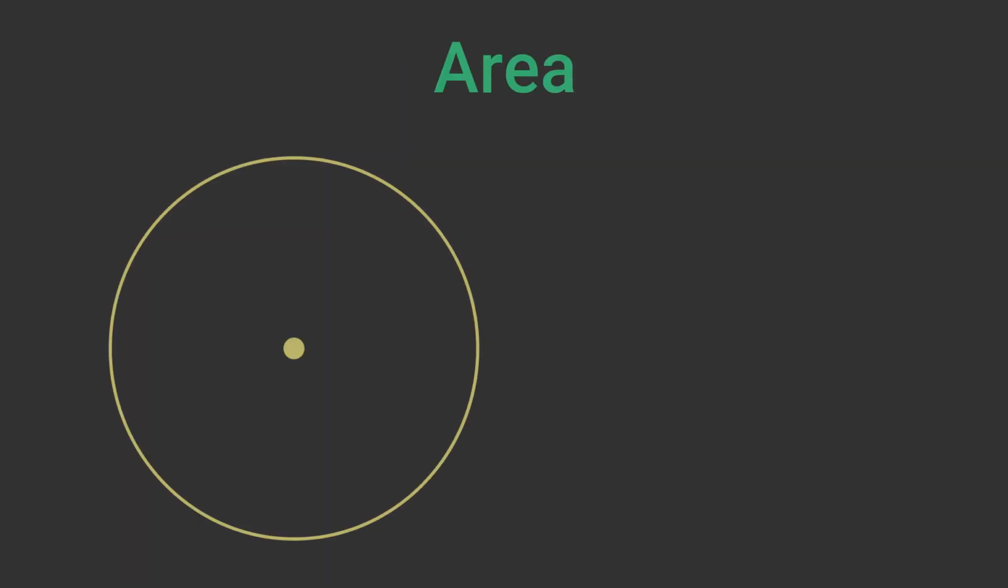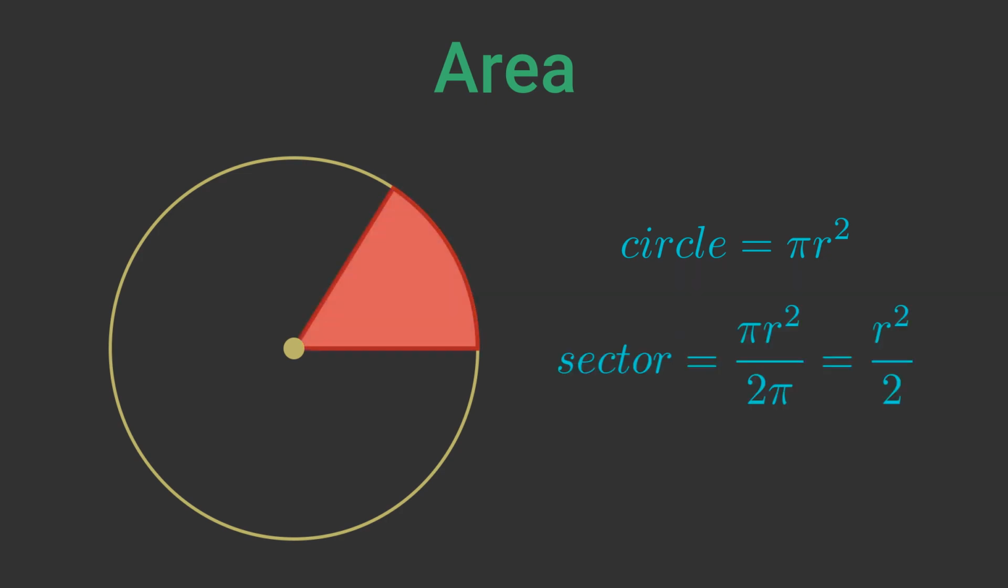We can do a similar calculation for area. We know that the total area of a circle is pi r squared. We can find the area of a sector of angle 1 radian by dividing the total area by 2 pi. Simplifying the expression gives the area of a 1 radian sector as a half pi r squared.